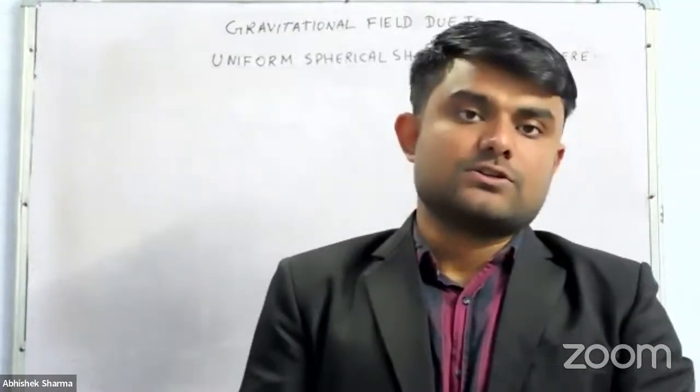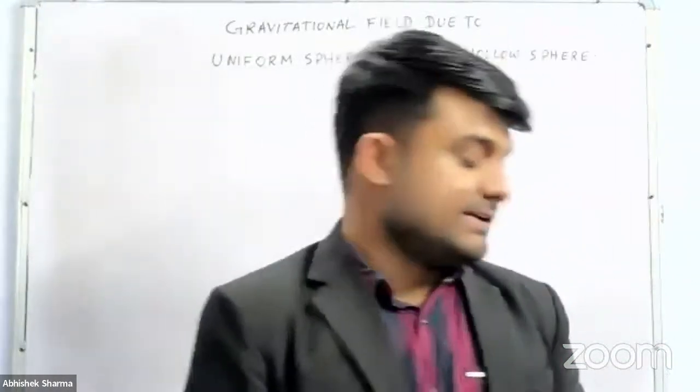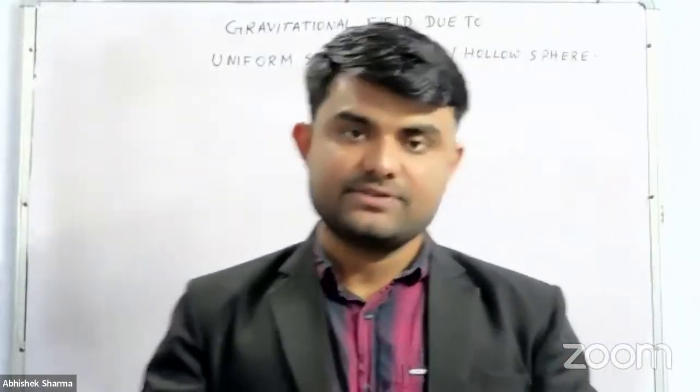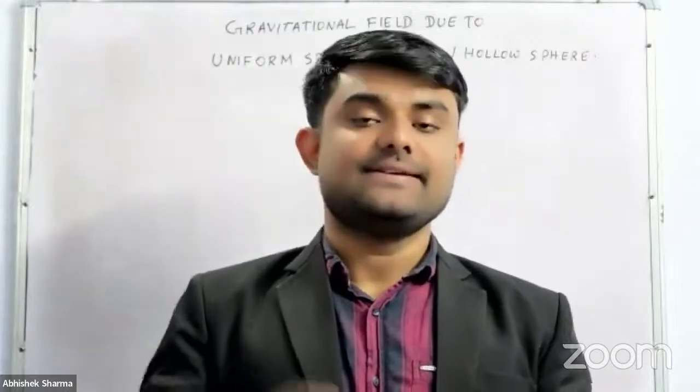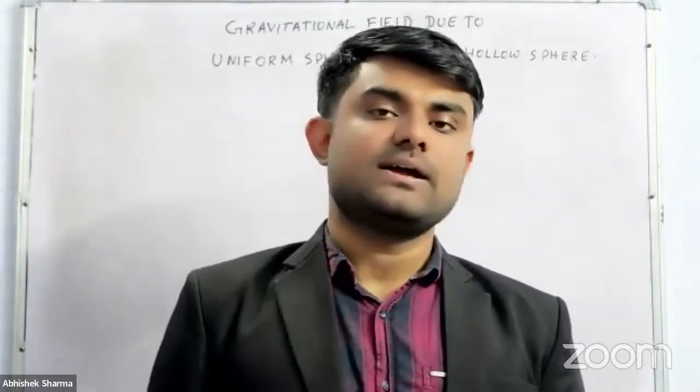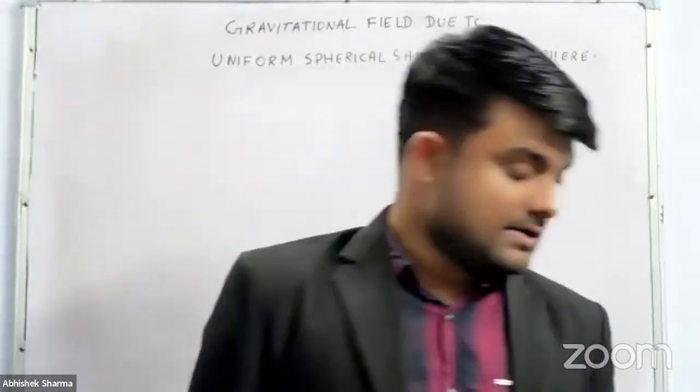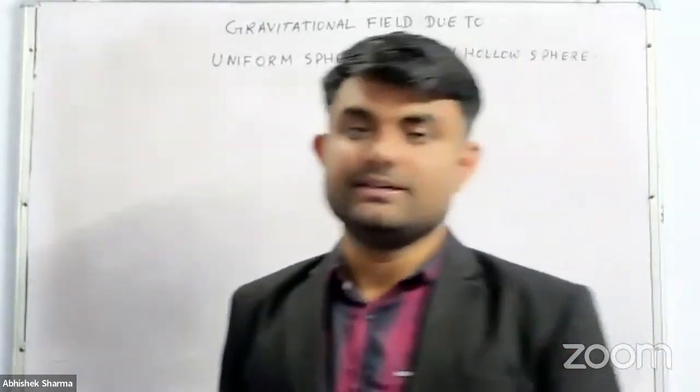At first we'll see what the gravitational field is. When I say gravitational field, I basically mean gravitational field intensity, that is E. In some books, you'll find it as I. The symbol which we're using here is E, gravitational field intensity.